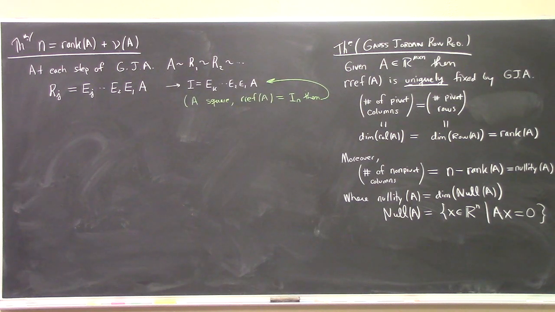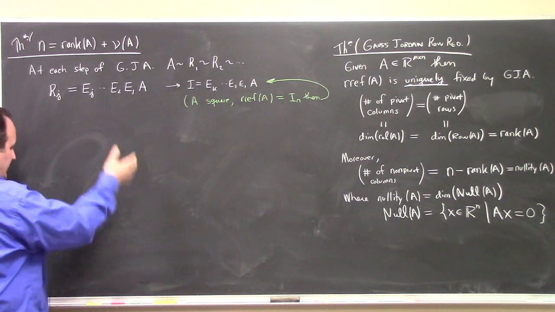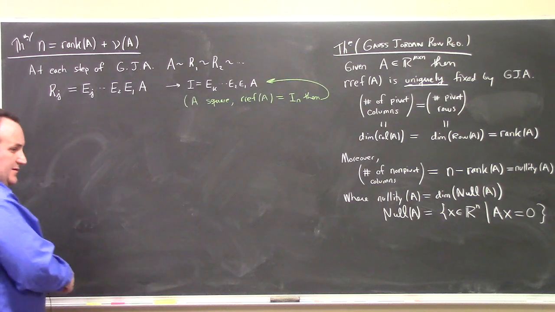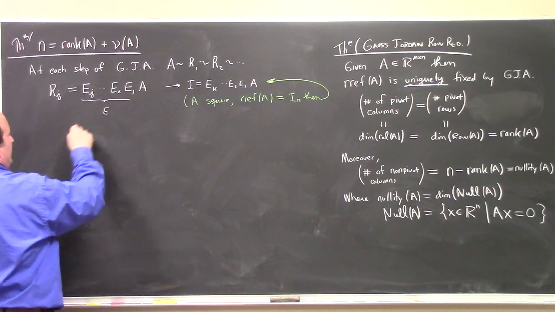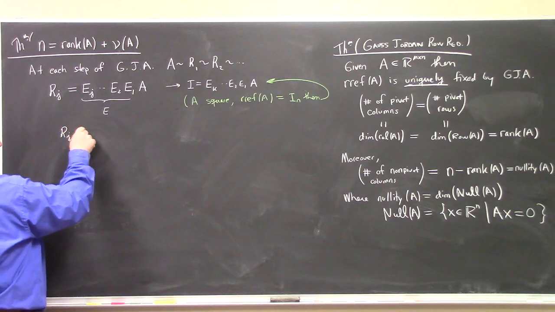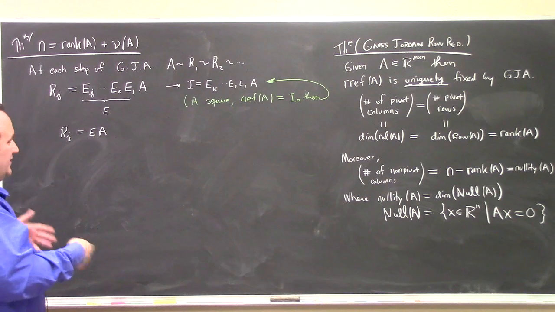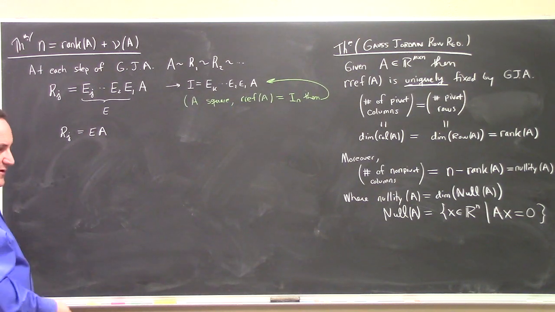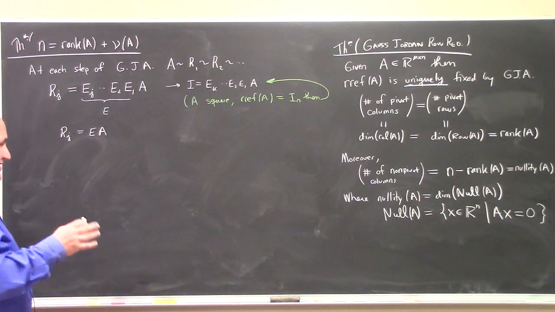Okay, anyway, getting into the weeds a little bit here. But the point of this was that at every step we always have R_j equal to EA for some product of elementary matrices E. That's an invertible matrix.